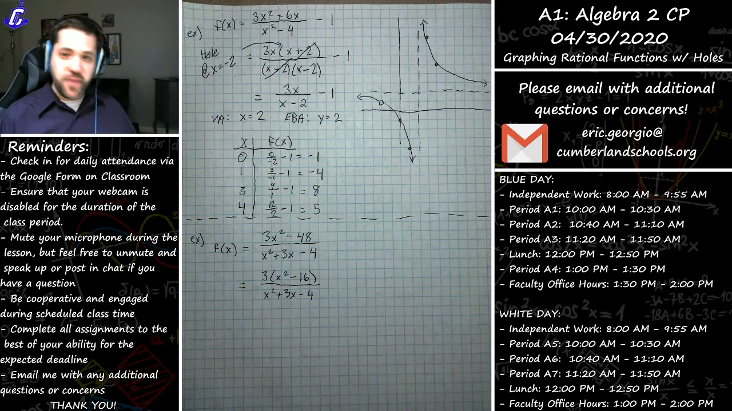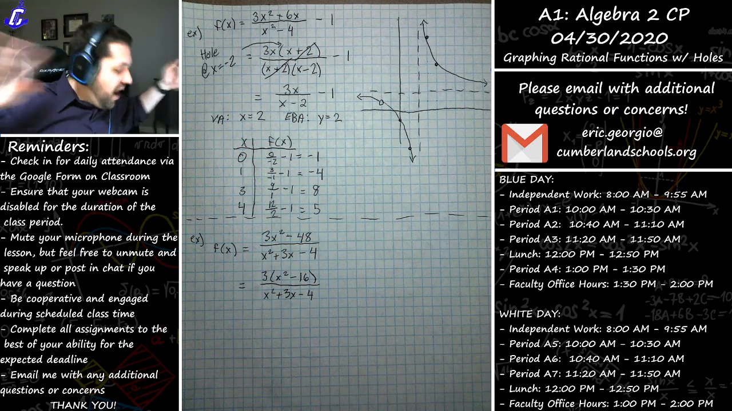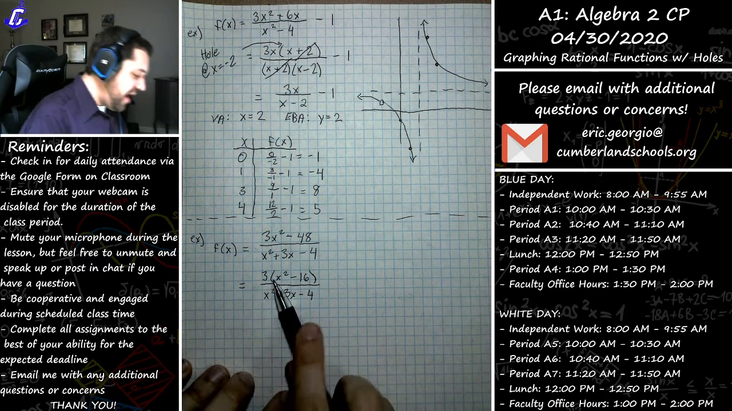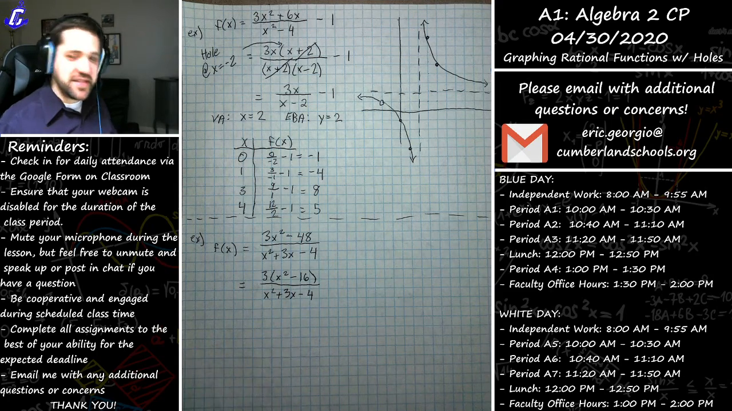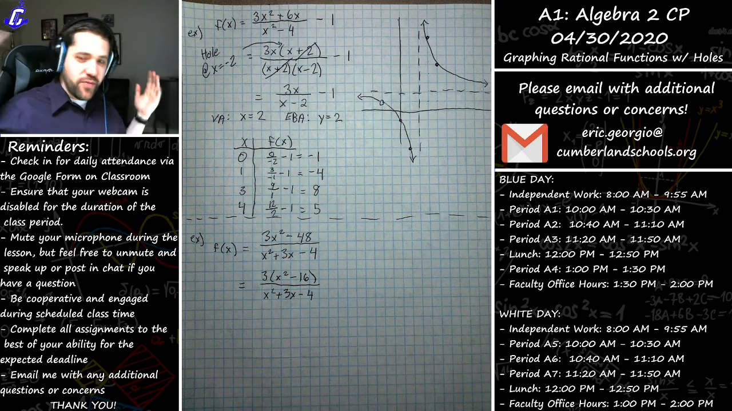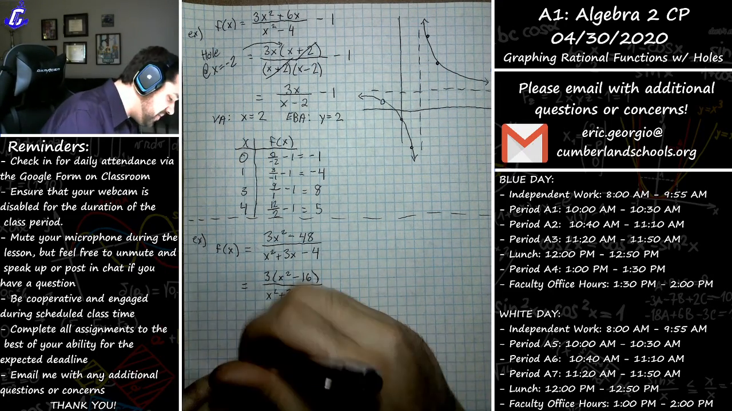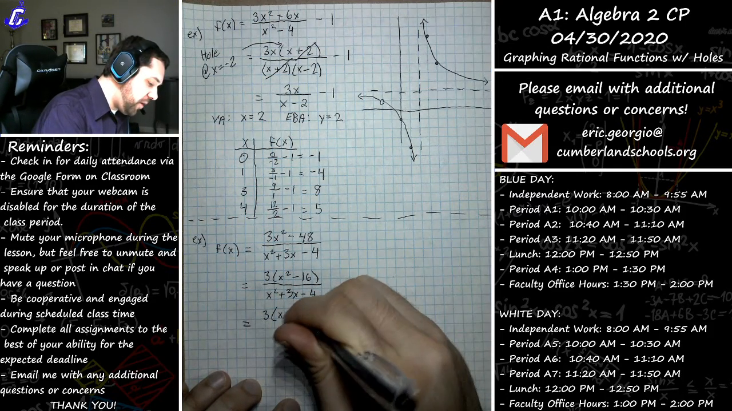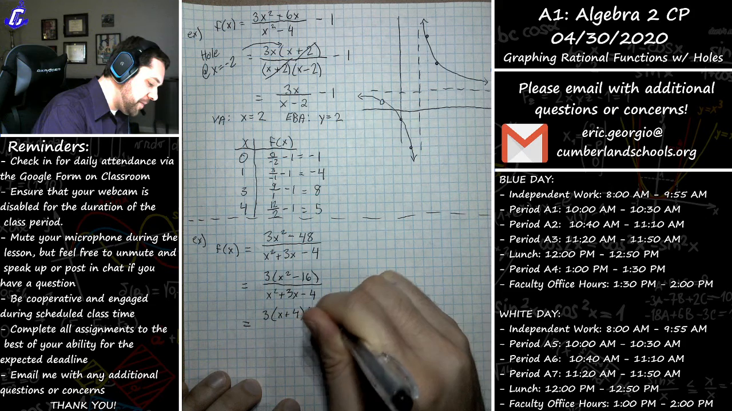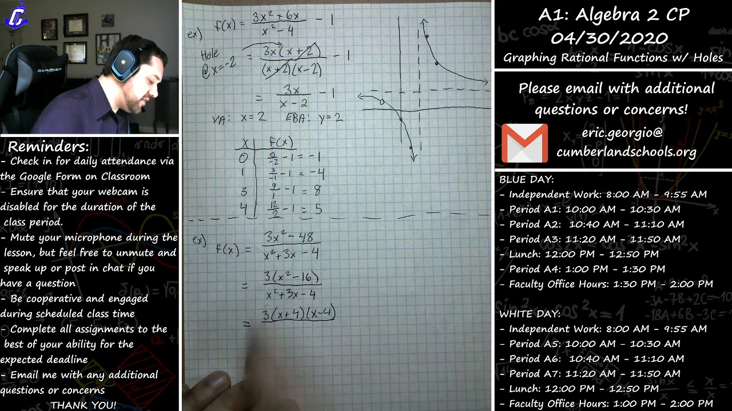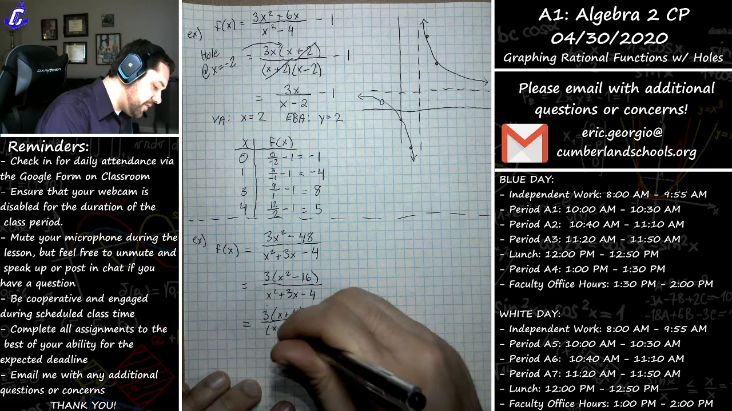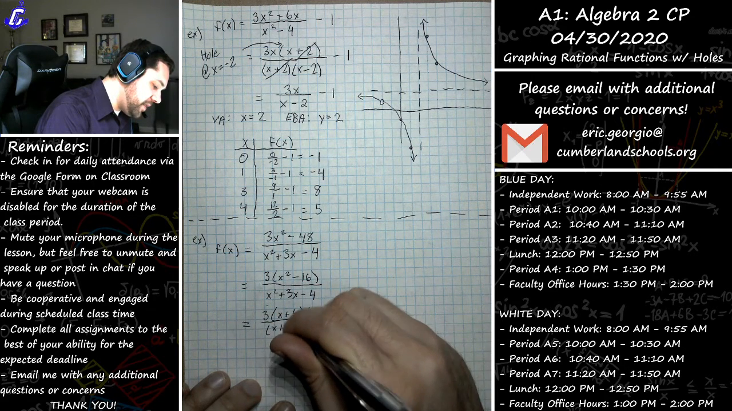Now, hopefully you're thinking to yourself, wow, x squared minus 16, that's just a difference of 2 squares. I got so excited. That's a difference of 2 squares. We can factor that down now to be x plus 4 and x minus 4. In the denominator now, I'll factor that trinomial down to be x plus 4 and x minus 1.